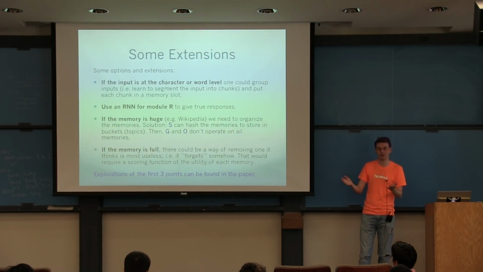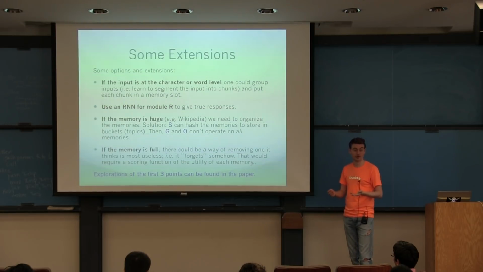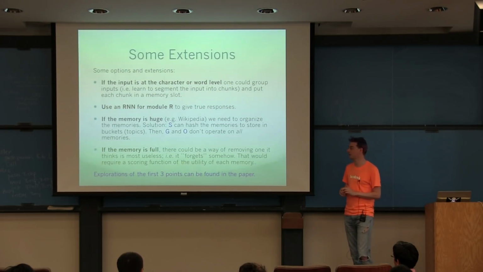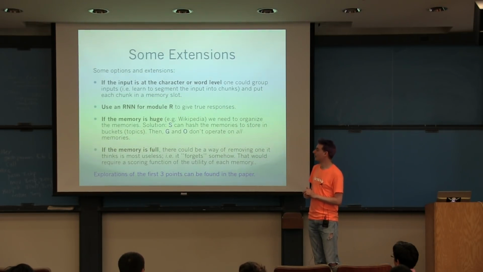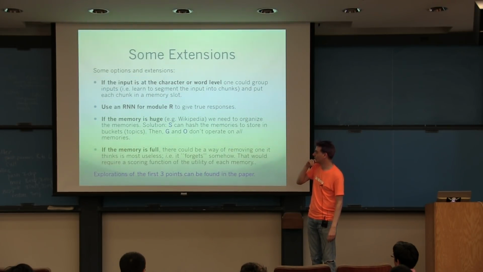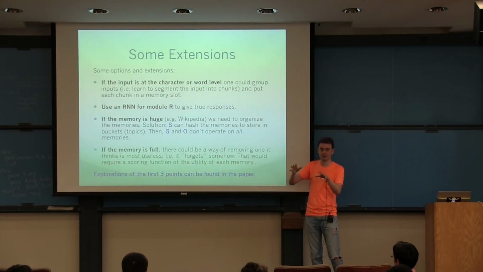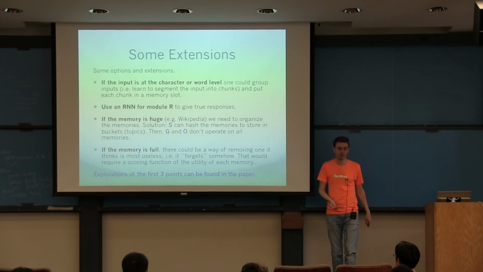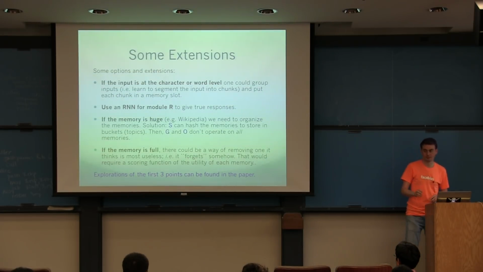And that's where you could use a recurrent neural network, like they're doing in, say, the machine translation work that I mentioned. Then this was my answer to Richard's question about if the memory is huge: you could try and do some hashing or bucketing to try and only score some of the memories. I've actually got some experiments on that in a second.